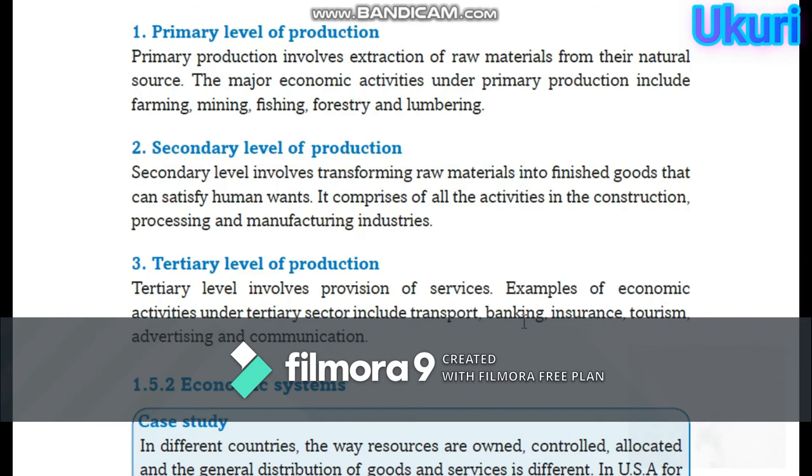So the tertiary level of production is about providing services, for example banking, insurance, tourism, advertising, communication, even education.